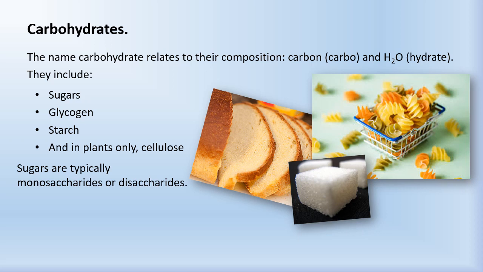Sugars are typically monosaccharides or disaccharides. So you can have single saccharides, this is a single unit, if you like, of carbohydrate, or large collections of saccharides bound together to give you glycogen, starch, and in plants cellulose, which are polysaccharides.